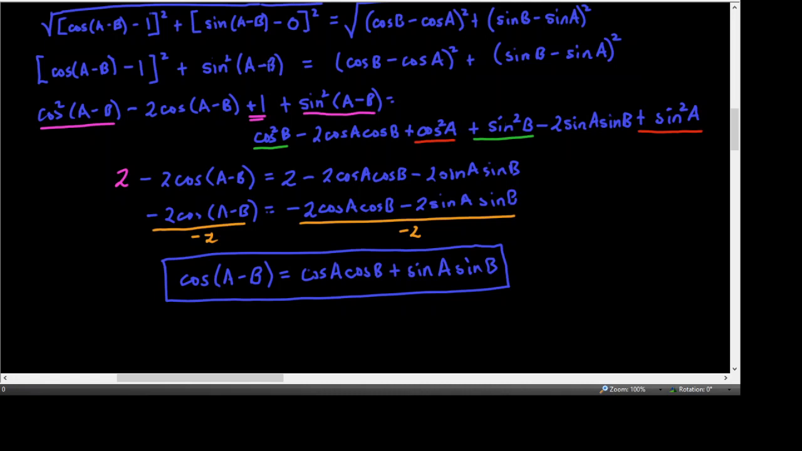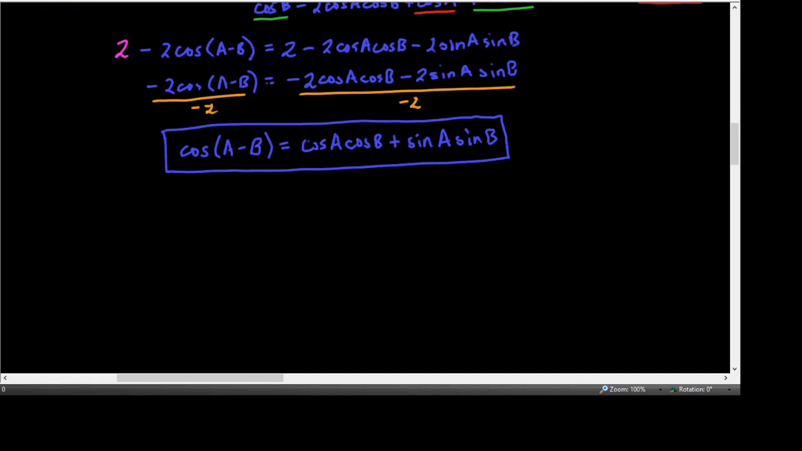Okay, so that is an identity. It's a difference identity, or cosine of a difference. And that's the first one of those, and you need to memorize that. So commit that to memory. The identity, not the derivation of it, but the identity itself.